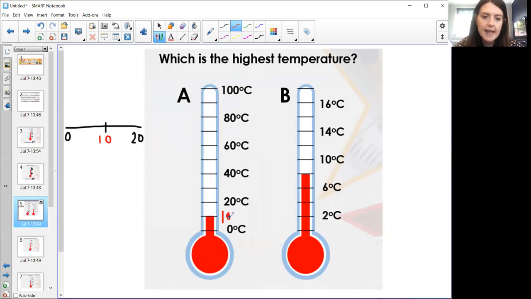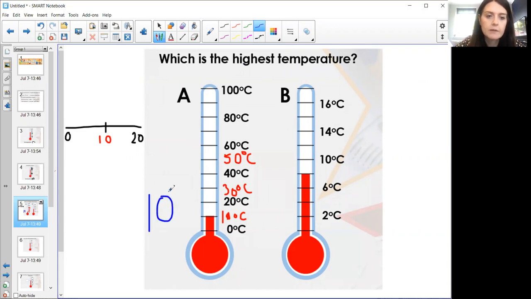So I've got 0, 10 degrees Celsius, 30, 40, 50, and so on. I'm not going to do any more because it doesn't go past that bit. And I can see that on this thermometer, the temperature is going up to 10 degrees Celsius. So I'm just going to write that down to remind myself what A was. Okay, and then we're going to look at B.